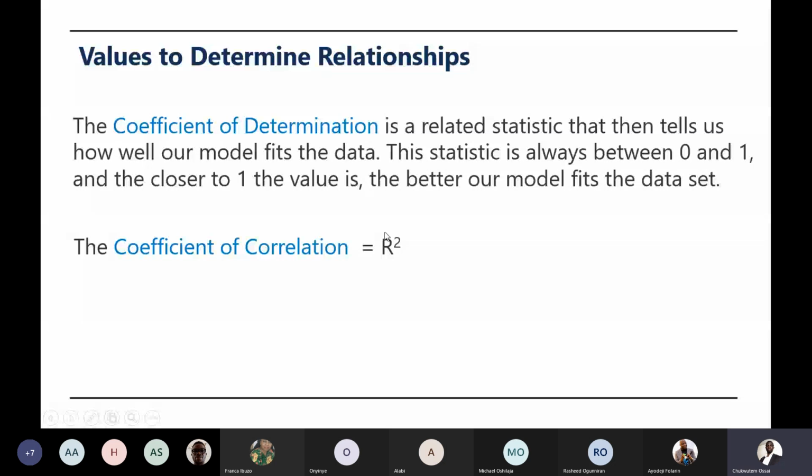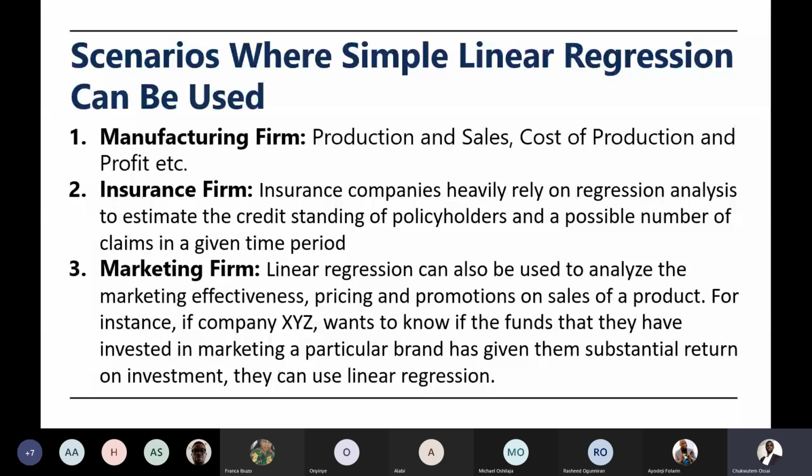Number one, we can use it in a manufacturing firm to determine production and sales. That is, what is the relationship between our production and our sales? You know that if you produce an X number of products, it is expected that you should sell a Y number of products. So as you continue to increase the production, sales is supposed to be increasing alongside.